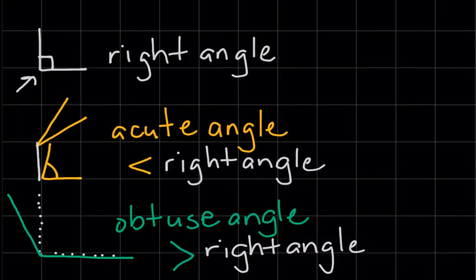So we have a right angle. Your cheerleader will probably say, all right, and get into position. And then you have a cute little angle. It's just so darn cute. And then we have obtuse.